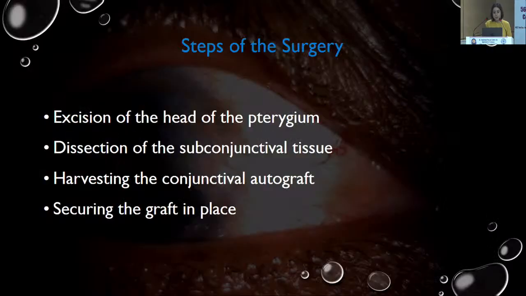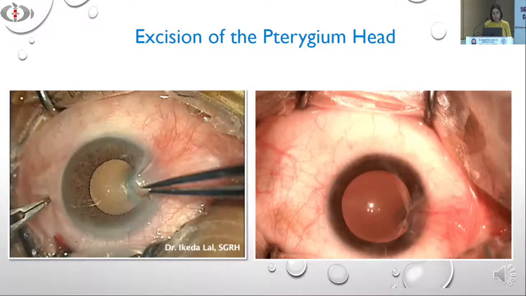degenerated tissue. So whenever we need to perfect a surgery, we can break it down into steps and then understand in detail each of these steps. If we have to break down the pterygium surgery into different steps, it would be excision of the head of the pterygium, followed by dissection of the conjunctival tissue, then harvesting the autograft, and finally securing the graft in place. There can be different techniques of securing the graft in place, and I'll be sharing these towards the end of my presentation.